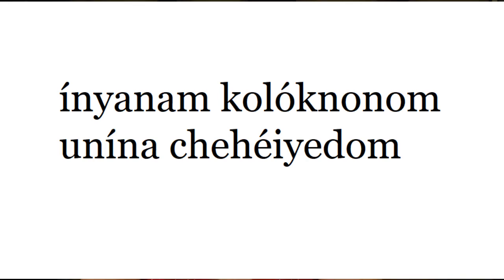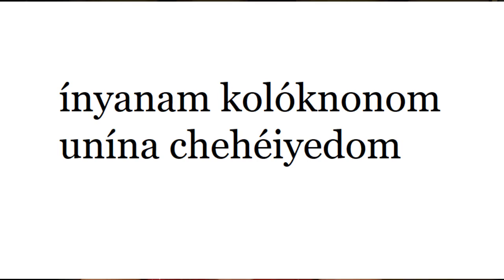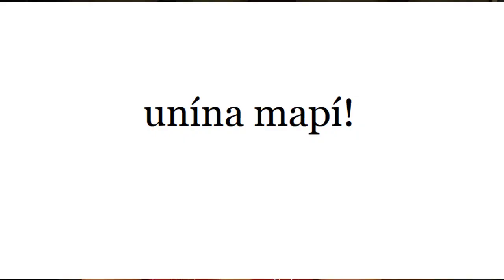Kale is woman, as you know. Kaloknono is women. Repeat, Kaloknono. Now, I'll slow down the recording and play it again. Repeat after her. Listen to Mame Gallagher say, Unina Mapi, come over here, or come this way, and repeat. Unina Mapi literally means be over here. Listen and repeat again. Unina Mapi.